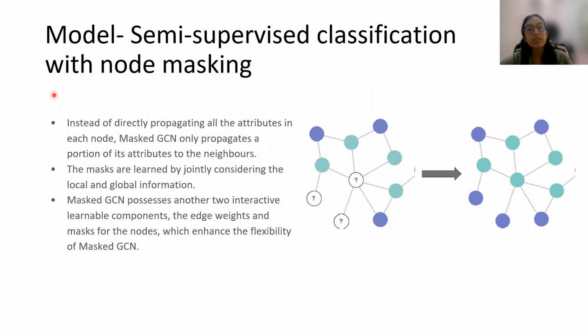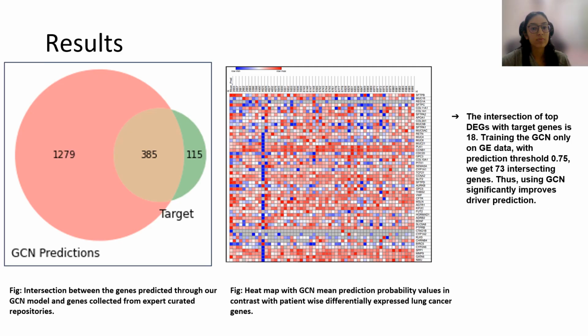Node masking. This is quite advantageous when we want to perform a semi-supervised node classification problem. In node masking, some nodes are masked, and when this node is a known node and has a target value, be it positive or negative, the model is able to learn on the problem better and accurately predict even the unknown nodes. The first graph shows us the intersection between the GCN predictions for positive genes and the target positive genes derived from this gene set. We have taken the top 500 genes. And here we can see that the GCN is able to recover almost 75 to 76% of the target genes when the prediction threshold is 0.75.